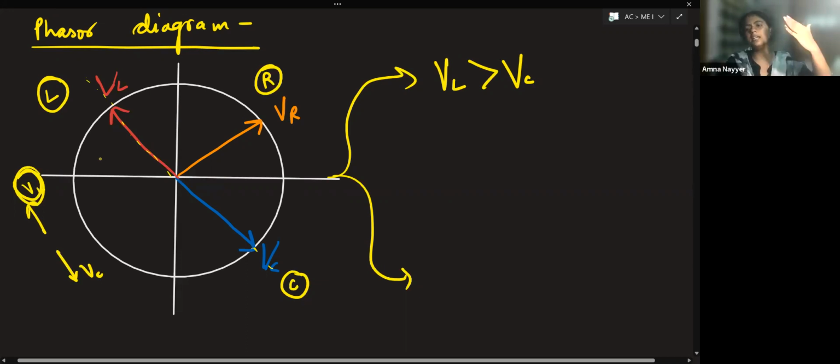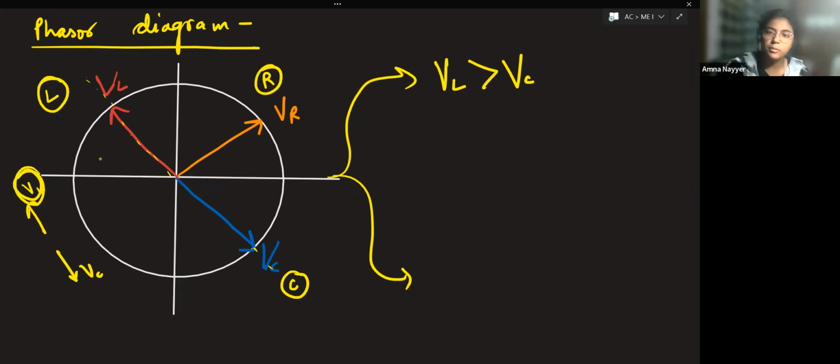So the net resultant of voltage will be towards the inductor side because it has the greater magnitude. Let's say 5 volt is there, 3 volt is there. 5 minus 3 will give you 2. The direction will be towards the vector that has the greater magnitude, right?